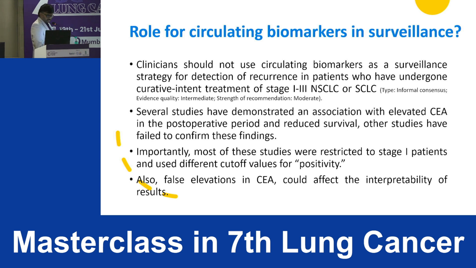Coming to my fourth question, what is the role of circulating biomarkers in surveillance? Is there any role of cfDNA? Clinicians should not use circulating biomarkers as a surveillance strategy for detection of recurrence in patients who have undergone curative intent treatment for stage 1 to 3, as of now, because there is no robust data or strong evidence. Few studies have shown elevated CEA levels in the post-op period reduce survival, but not many studies have proven this, and CEA levels are not calibrated properly, cutoff values are different, and there are also false elevations due to various conditions. So as of now, CEA is not considered a biomarker test for recurrence.